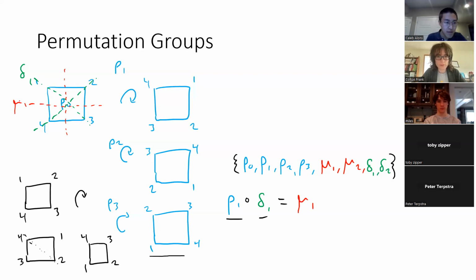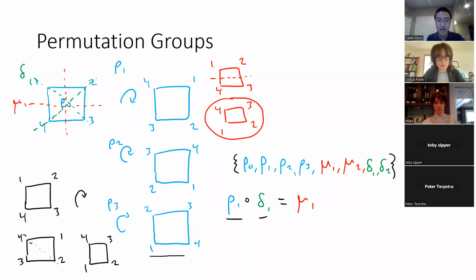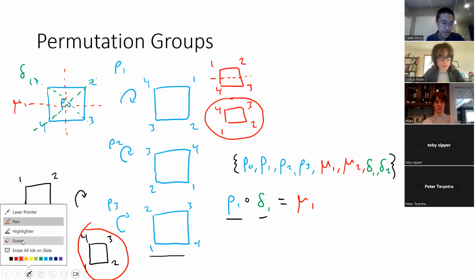Because if I was to reflect the square, so here's the original square, 1, 2, 3, 4. And if I were to flip it about that horizontal, then I'm swapping 1 and 4's positions, and I'm also swapping 3 and 2 positions. So I get this pattern, and that's exactly what we end up right down here. Does that make sense?